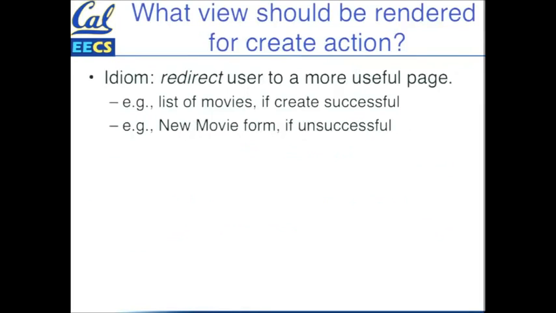So by convention, we want to redirect the user to a useful page. And we want to do that redirection based on the results of the create action. So if there was some kind of error, for example, the user left the movie name field blank, we might want to redirect back to the new movie form with maybe a notice that says, you didn't enter a movie name. If it's successful, we usually want to go back to the list of movies.